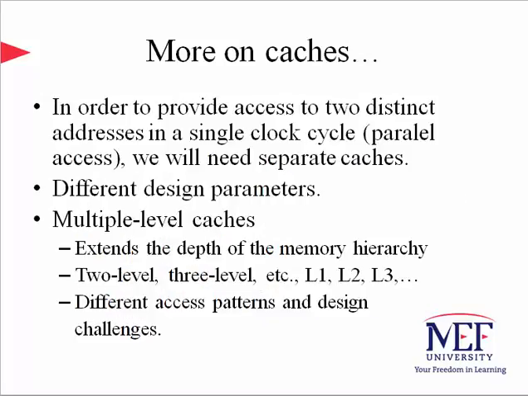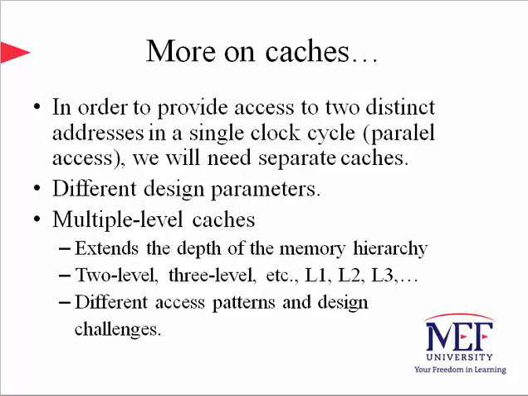In order to provide access to 2 distinct addresses in a single clock cycle, a parallel access, you will need separate caches for instructions and data. Having separate caches puts different design challenges and perhaps less stringent conditions because the demands on each of these caches are typically less than those on a single cache. For example, to keep cache misses as well as implementation costs at a reasonable level, while a single cache may require a 4-way set-associative structure, in a separate case, an instruction cache may need only direct mapping, and a data cache may need only a 2-way set-associative structure.